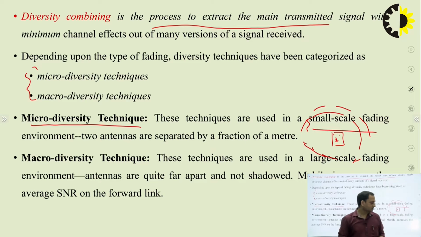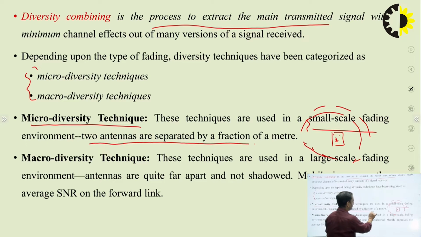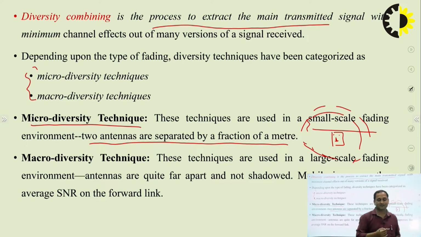So for the signal affected by small scale fading in the microdiversity technique, the solution is that two antennas are separated by a fraction of a meter. As we know in antenna wave propagation, an antenna array is there. When we talk about multiple input or multiple output, at the transmitting side when we have multiple antennas, the separation between the antennas should be a fraction of a meter in the case of microdiversity techniques.